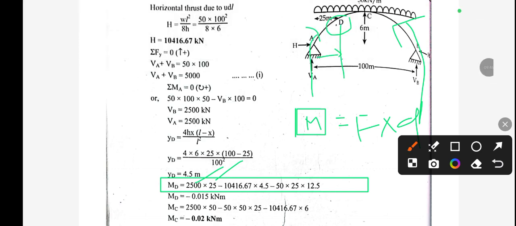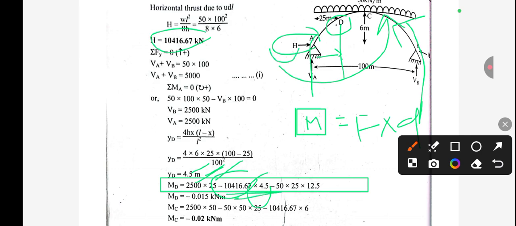For this you can see the horizontal thrust is acting for a distance of 4.5 meter. So this will also rotate like this, anti-clockwise, so it can be taken as H into distance, that is 4.5. The value of H is this one, and the distance is 4.5 meter, that is the value of y, which we have already calculated. So this will be the moment due to this horizontal thrust. And now another load is also acting here.